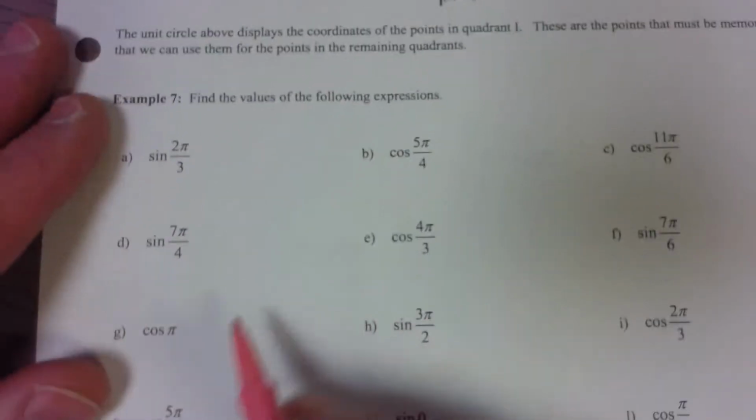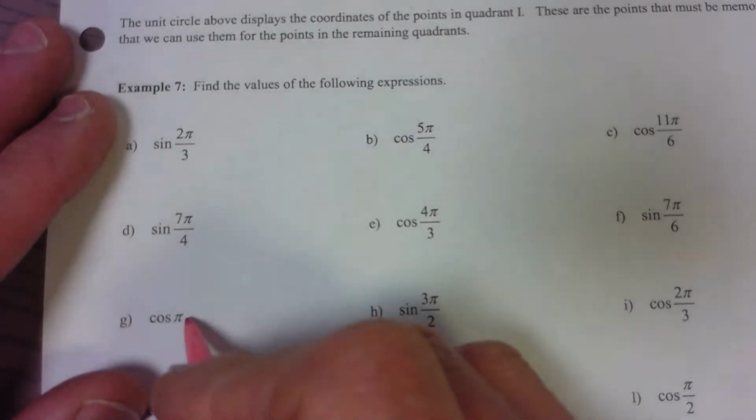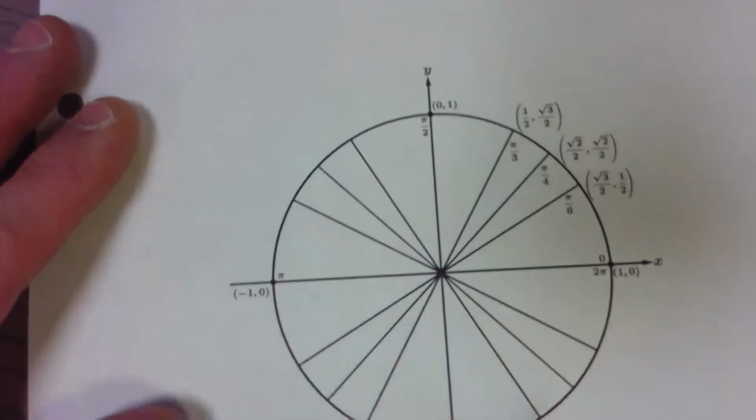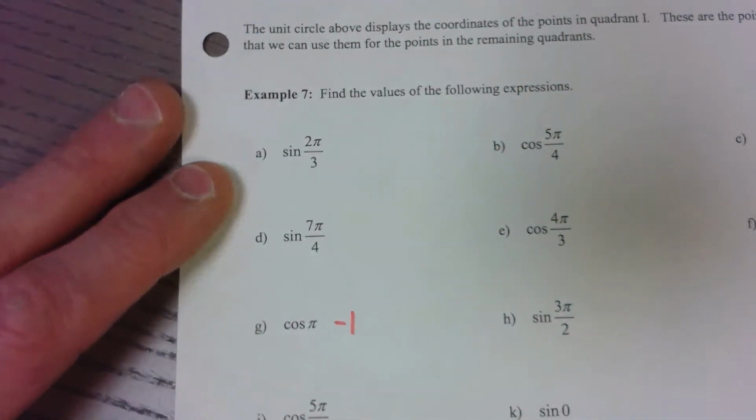So let's just come down here real quick. We've already done cosine of pi. That's going to be our x value at pi. Coming up here, pi radians is all the way across. Our x value is -1. Okay, so that's just one example of how you would do that.